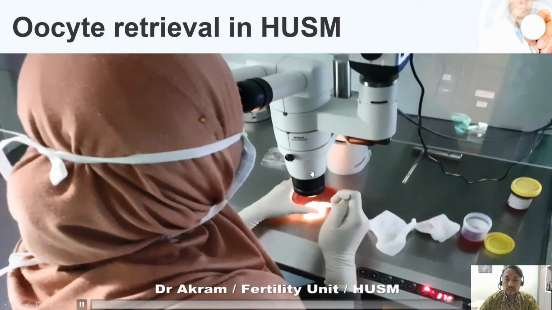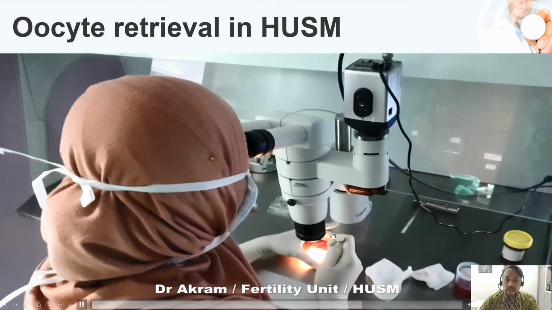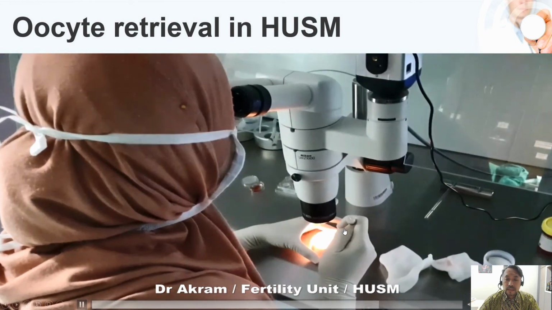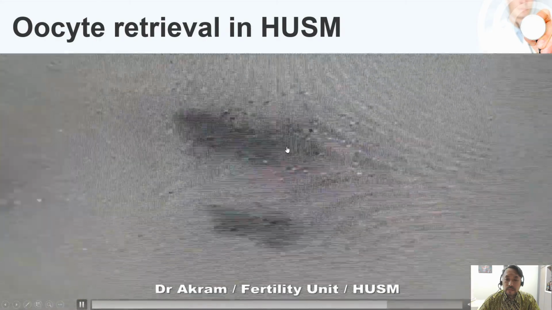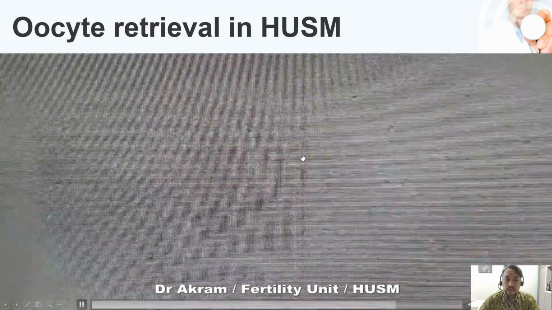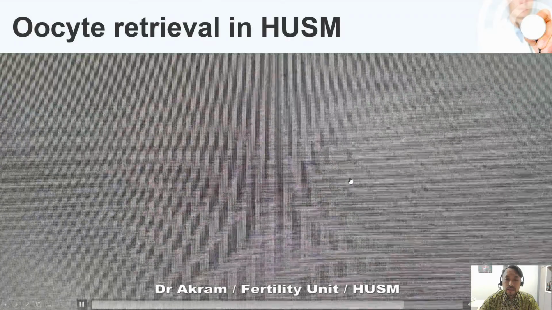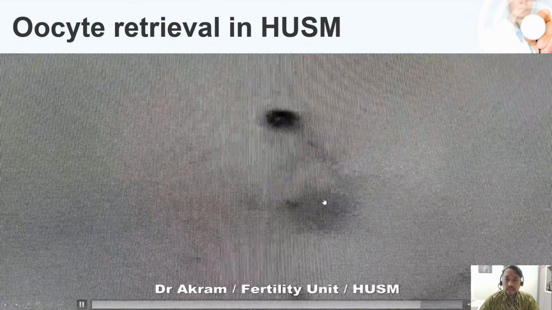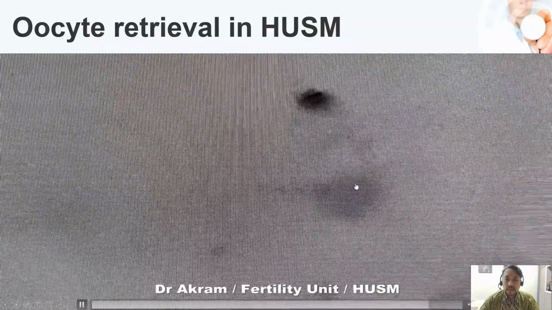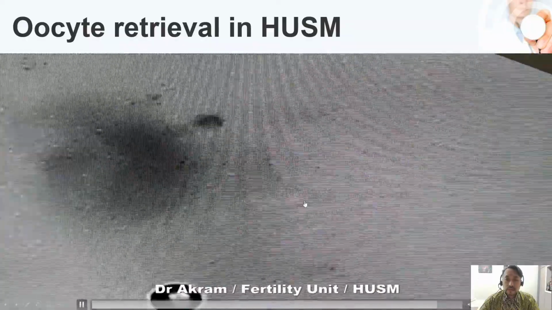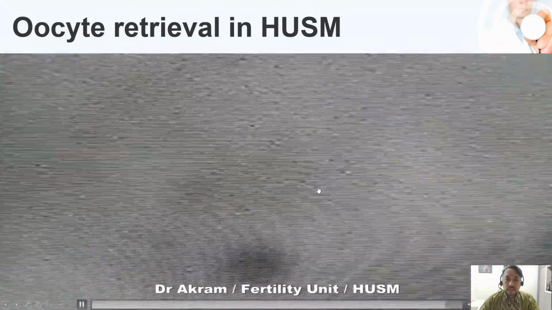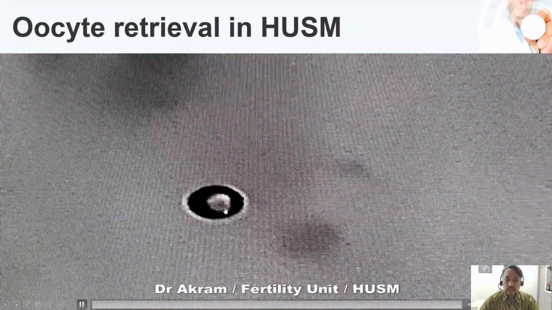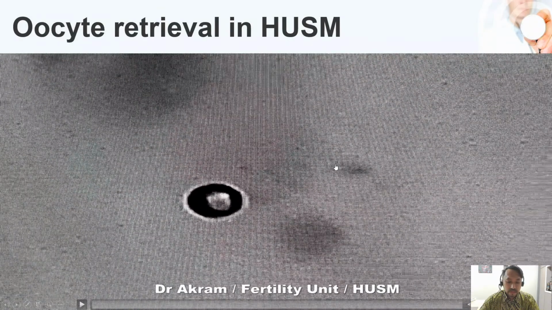So she's going to go very tediously to look for the oocytes, and only a trained eye can detect them. This is one of the oocytes, and it's not clear in this video. Another one, this is a bubble. Another one is around here.